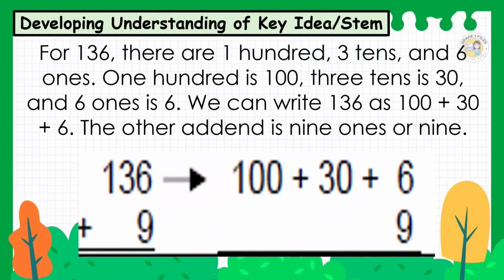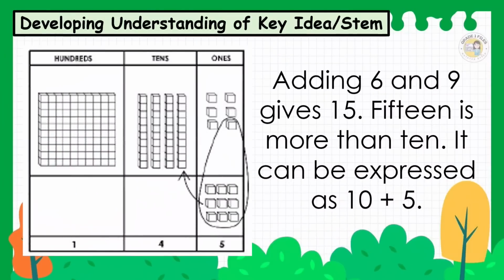For 136, there are 1 hundred, 3 tens, and 6 ones. 1 hundred is 100, 3 tens is 30, and 6 ones is 6. We can write 136 as 100 plus 30 plus 6. The other addend is 9 ones, or 9. Adding 6 and 9 gives 15.